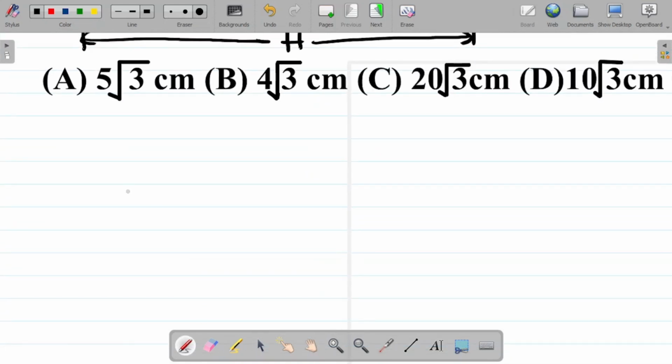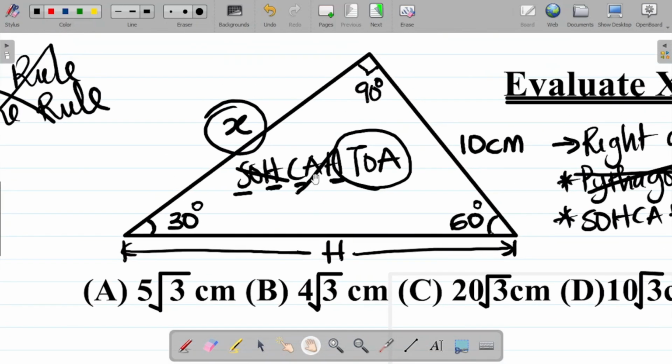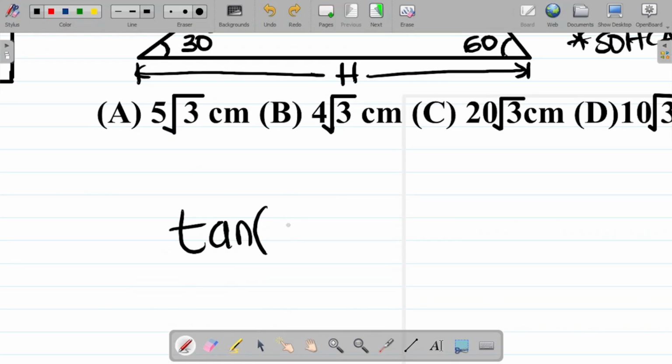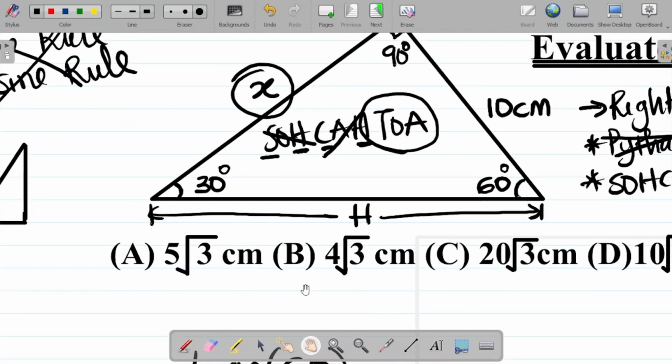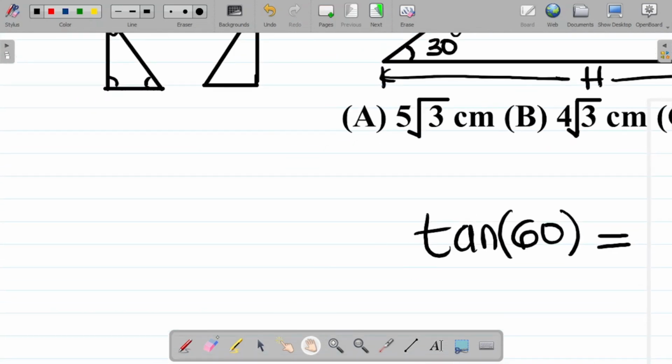Please understand why we're using tan. Using TOA, that's tan of the particular angle. In this case, we'll be using the angle 60 degrees, because x, which is what we're looking for, is facing 60 degrees. So it becomes tan 60. I've told you we're using 60 because 60 is the angle opposite x. Tan 60 is equal to TOA, which is opposite over adjacent. Let me write that.